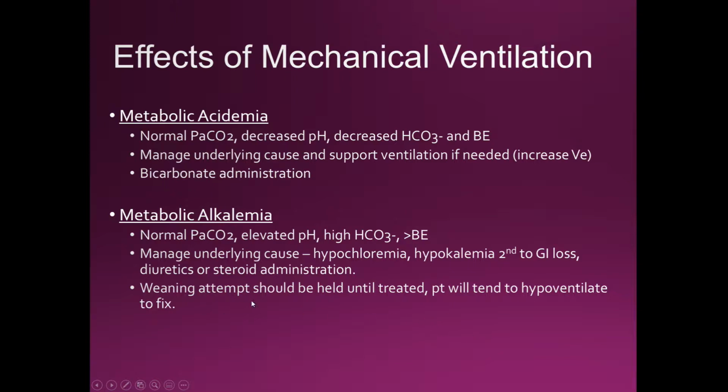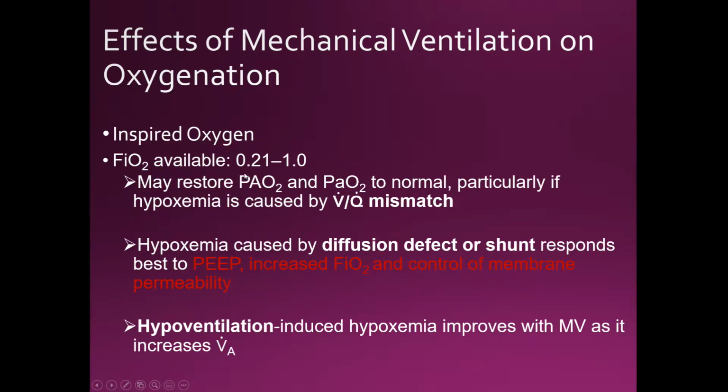So when you have this, you want to stop weaning at all. You want to make sure that you treat this metabolic alkalosis before you start to wean. Okay? So when we talk about FiO2, we have room air up to 100% at our disposal. We can restore the alveolar and our arterial oxygen pressure to normal. So if that's the case, it's because it's a VQ mismatch. And we've talked about that time and time again. I hope I just beat that into your brains. Because it's fixable, it's a VQ mismatch.